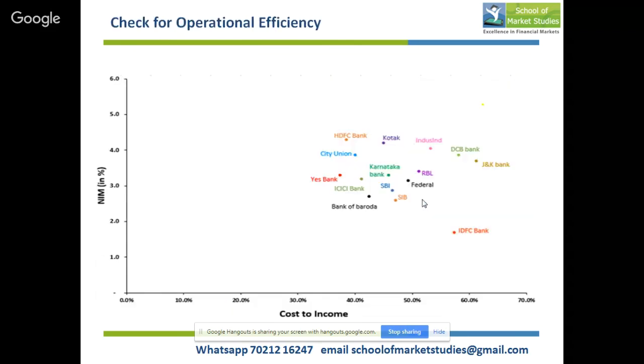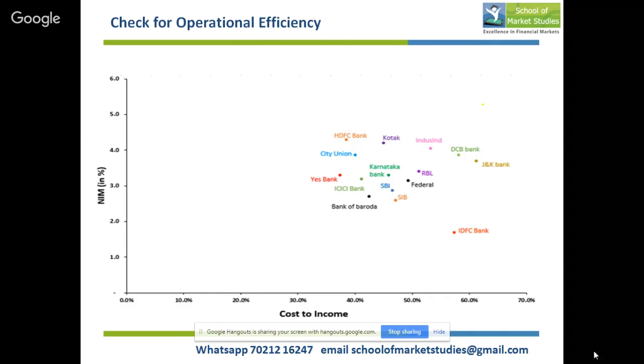So now what happens is we come to the operations of the bank. In this, what we have done is plotted the NIM on the y-axis and the cost to income on the x-axis. So first, let me come to what is NIM. NIM is nothing more than the net interest margin. It is calculated by the interest earned less the interest expended divided by total income.